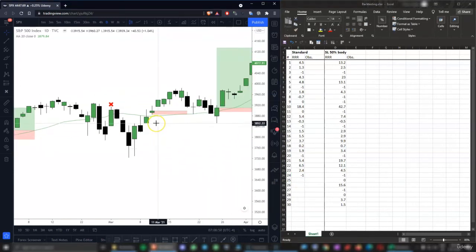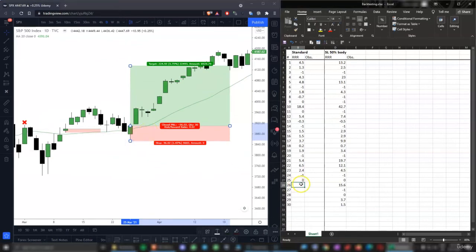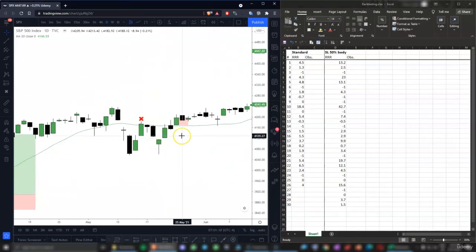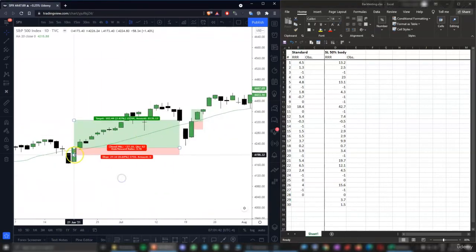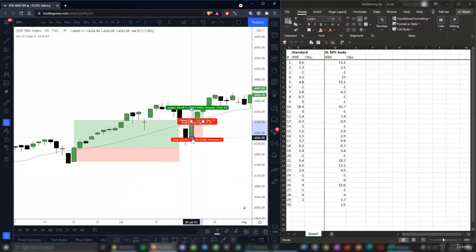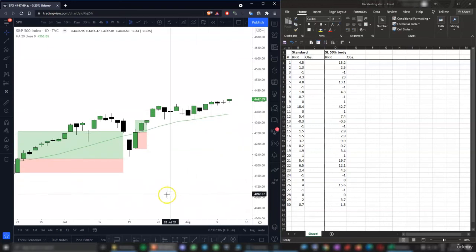Next, this is still a 0. This is a 4. Here is a -1, a 0, let's make this a 2, 0.7, and we wait for the next signal.